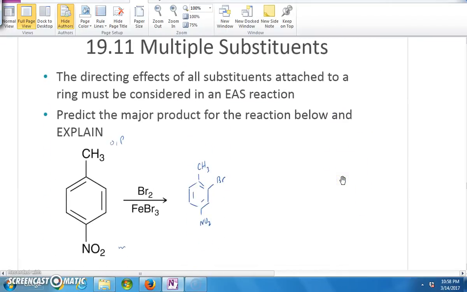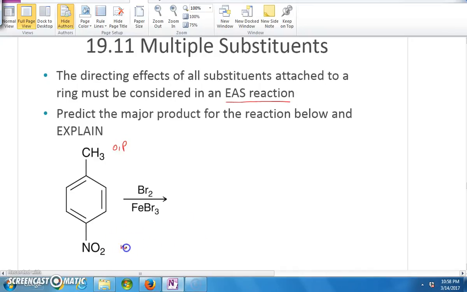The directing effects of all substituents attached to a ring must be considered when you are looking at an electrophilic aromatic substitution. As you can see here, you have the methyl group, which is an ortho para director, and you have the nitro group, which is a meta director. And I told you that this is a weak activator, but this is a strong deactivator.